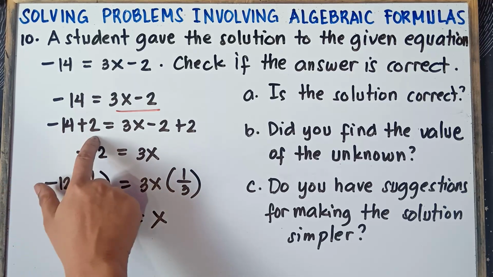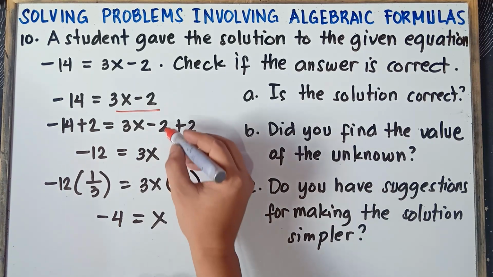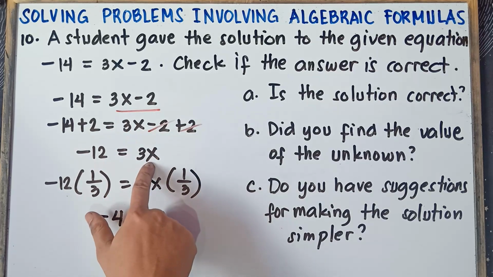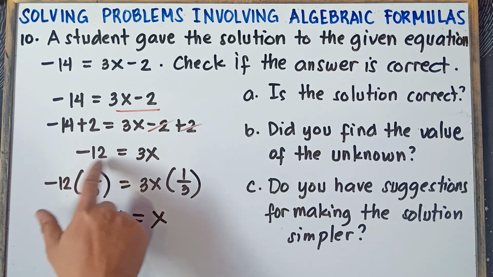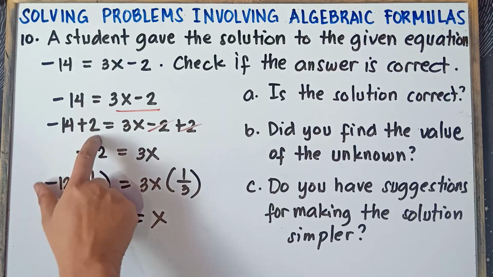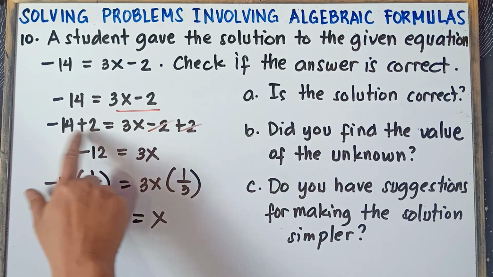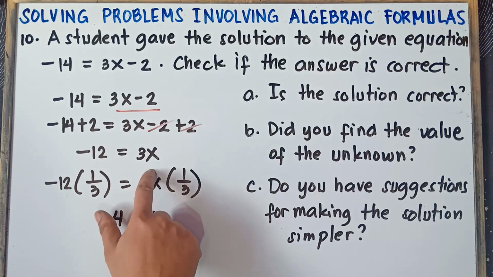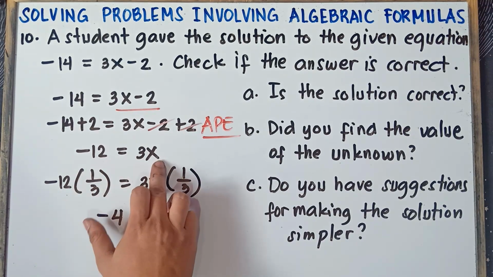We have negative 14 plus 2 equals 3x minus 2 plus 2. And then we can just simply cancel this out, and the remaining expression will be only 3x. And then negative 14 plus 2, that would be negative 12. That's correct. If the signs are not the same, you subtract 14 minus 2, that's 12. Now 14 is greater than 2, we copy the sign. That would be negative 12 equals copy 3x. And then in this scenario, we have negative 12 equals 3x.